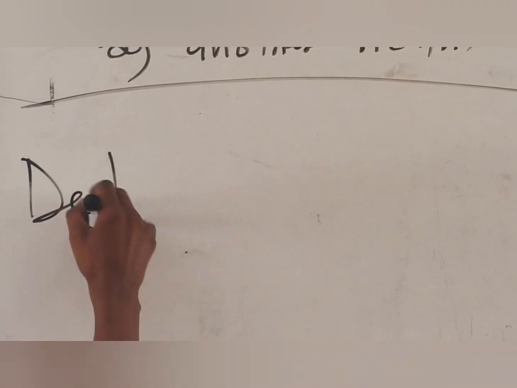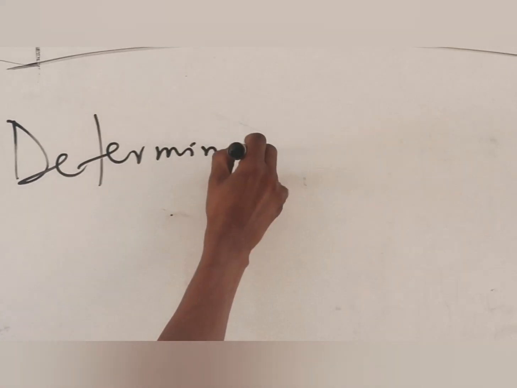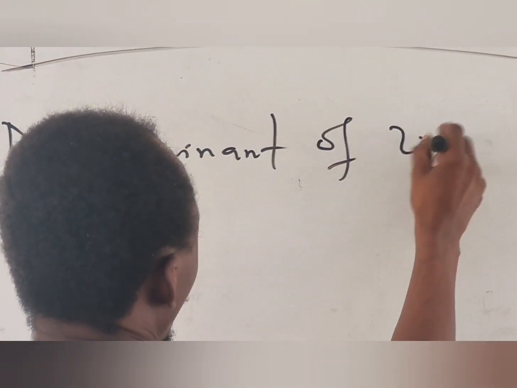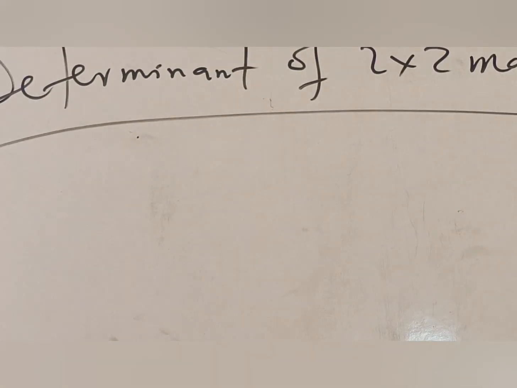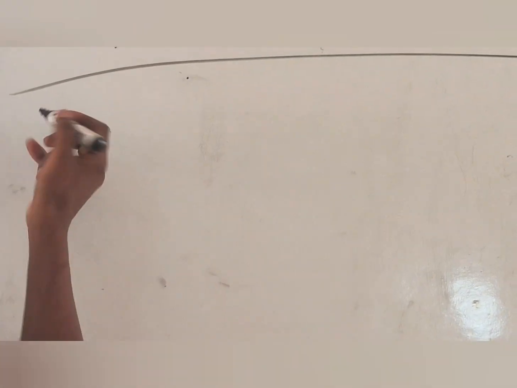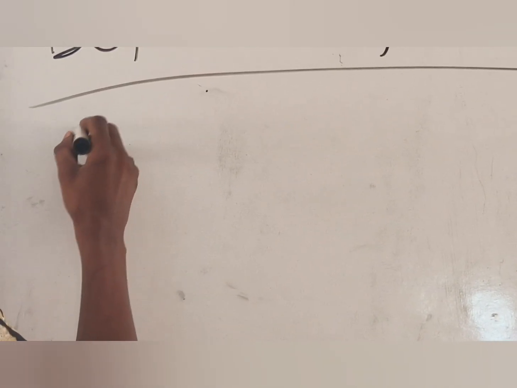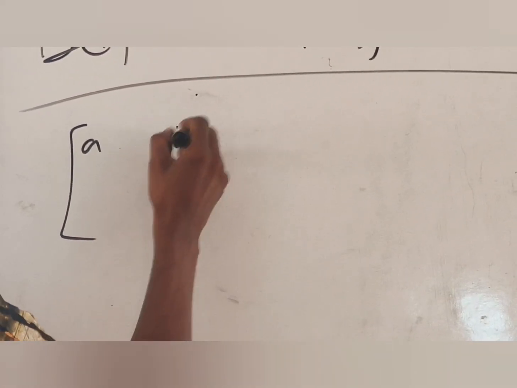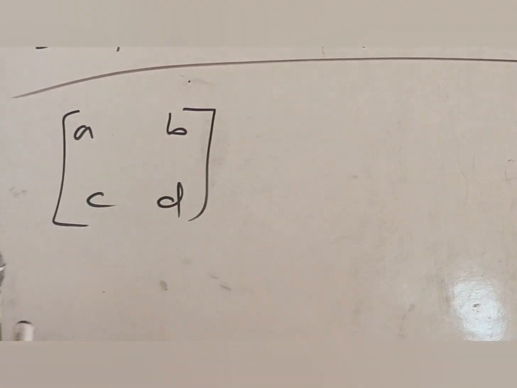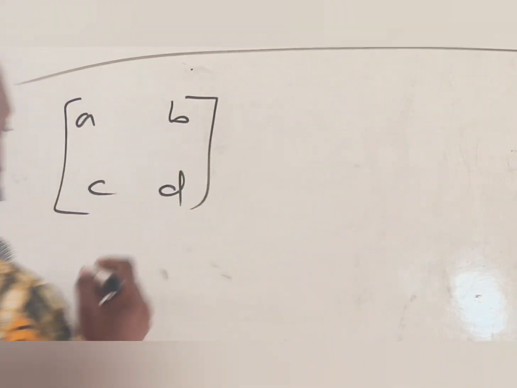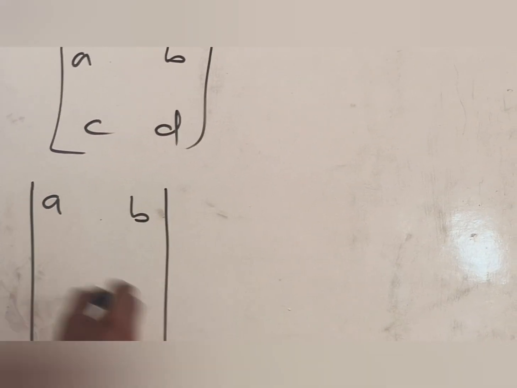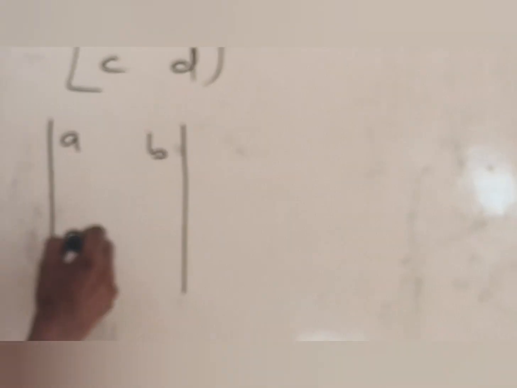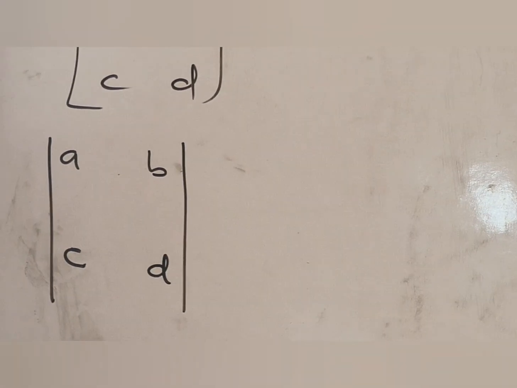Determinants. It's not difficult. Determinant of 2 by 2. One minute and we are done with this one. Whenever you are given a matrix A, B, C, D and you find the determinant of it, the determinant is denoted by a straight line on the left and a straight line on the right. Can you all see?